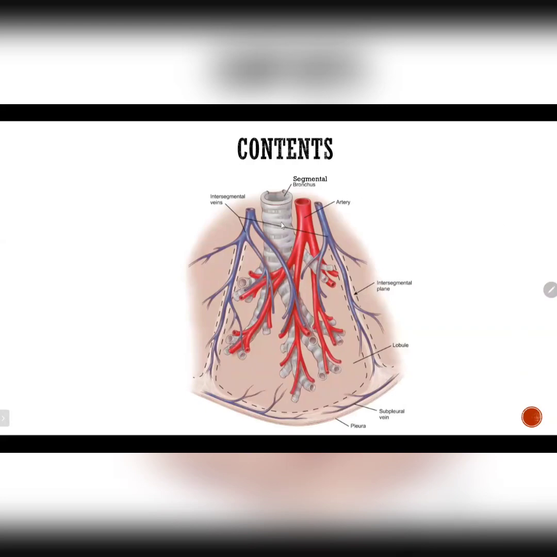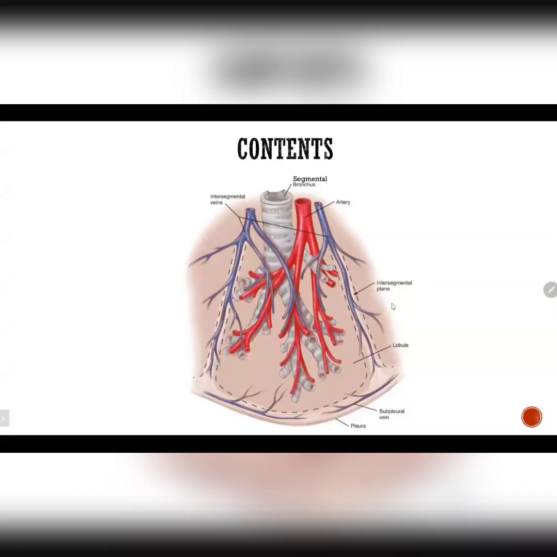Now we look at the contents of bronchopulmonary segments. There is, of course, the segmental bronchus, then an artery. The artery is the pulmonary artery and also a branch of the bronchial artery. So please keep this in mind. Within the bronchopulmonary segment, the content is the segmental bronchus along with the pulmonary artery and a branch of the bronchial artery.